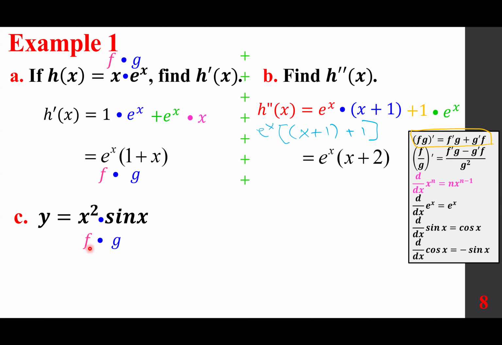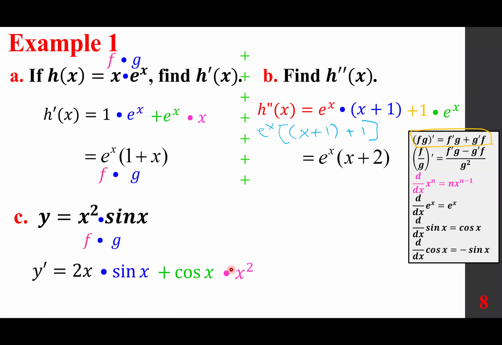So to use the product rule, we need f prime, which is 2x, times g, just sine x. Then plus g prime, the derivative of sine is cosine, times f, which is x squared. We are done with calculus.